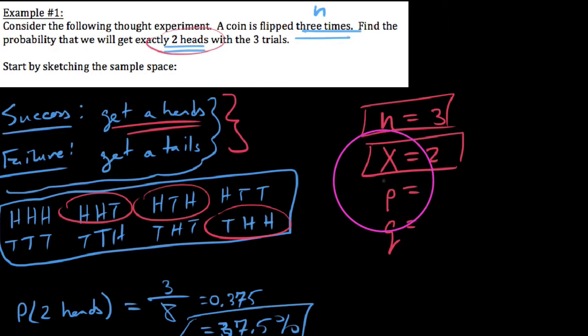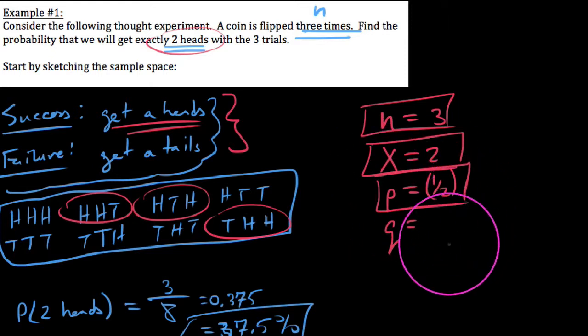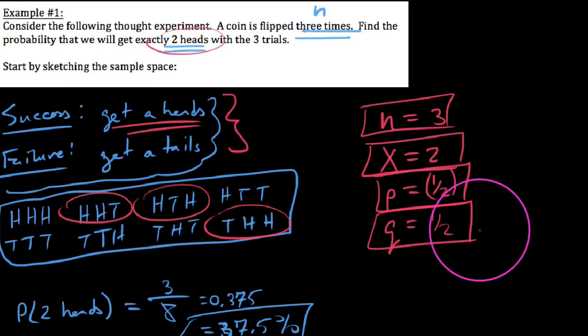Now, p represents the probability of a success. So we have to ask ourselves, what is the probability that I get a heads when I flip a coin? Of course, that answer is 1/2, a half. Then what's the probability of failure? Well, it's just everything else, so we could say it's 1 minus the probability of success, or just the other half, the other 50%.